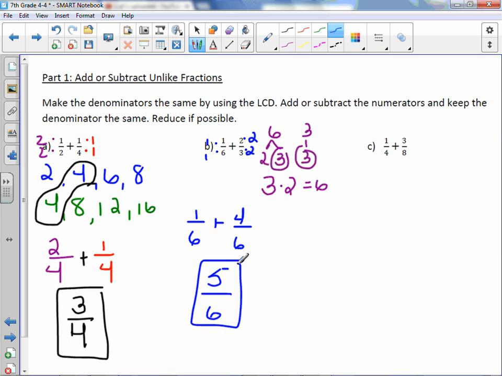Letter C, the least common denominator is 8, because both 4 and 8 are factors of 8. So 4 I have to multiply by 2 to get 8, and 8 I only have to multiply by 1. So I would get 2/8 plus 3/8, which equals 5/8.